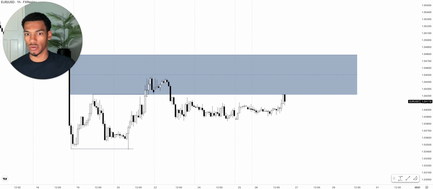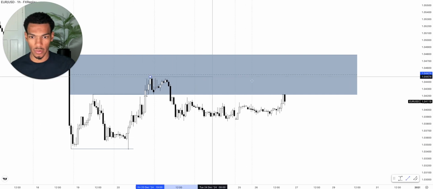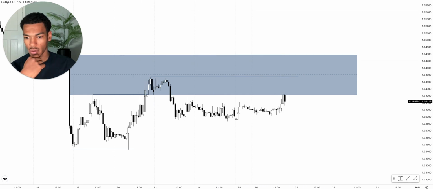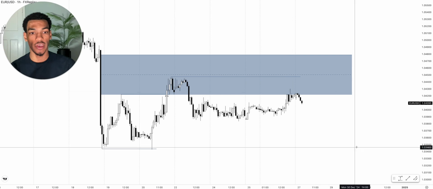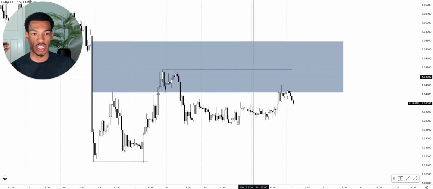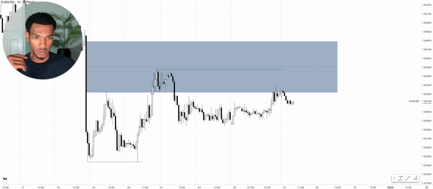Right, and what I want to do is mark this high, which also lines up nicely with that midpoint, right? And what you're doing here is just waiting for your entry criteria. For me, in this scenario, it would be a sweep of these highs here, a shift, and you're looking for a short.